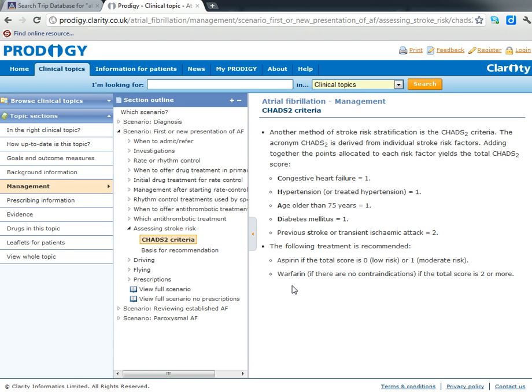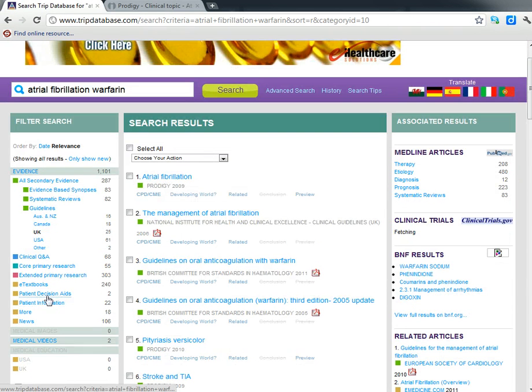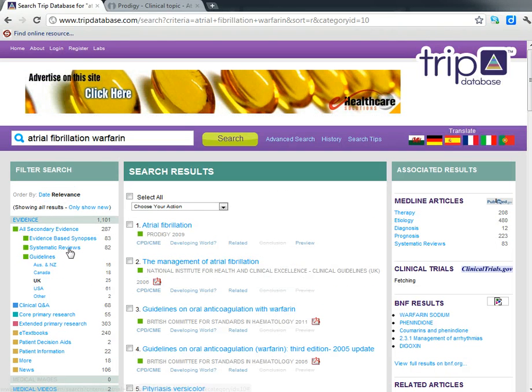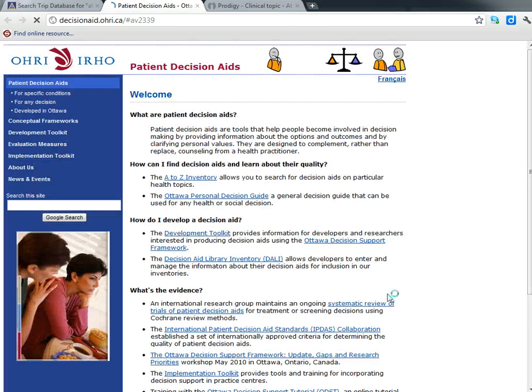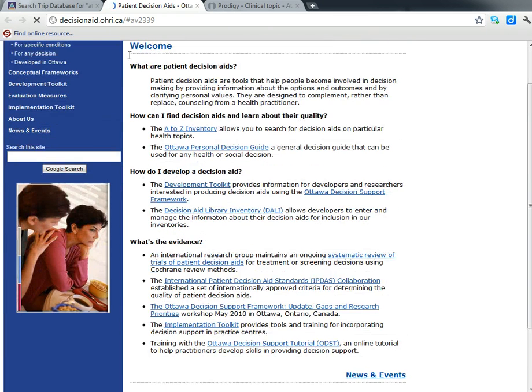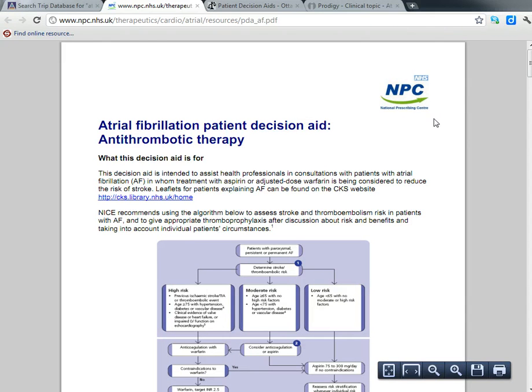We also wanted to look and see what the pros and cons of warfarin were. To do that, recently Trip has introduced patient decision aids as a search within the Trip database, which is really brilliant. You can see, from my original search, there are 2 patient decision aids about atrial fibrillation and warfarin. This is from a US site. You can have a quick look at that. It doesn't take me through to exactly the right page, but this is the NPC, the National Prescribing Centre.